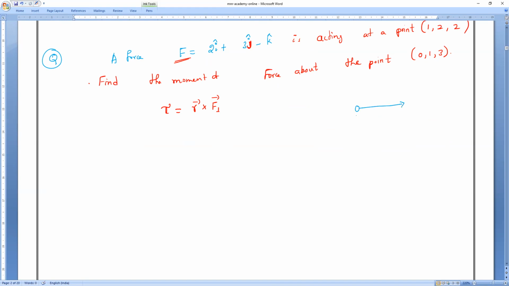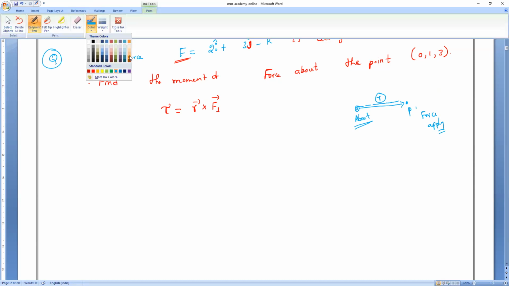Suppose the fixed point is about which point I am applying the force. Let me take this point as P. So the imaginary line between them is what we call R. About which point the force is applied, that is the point P I am considering. Between that only we call it R. Will you all agree with me?